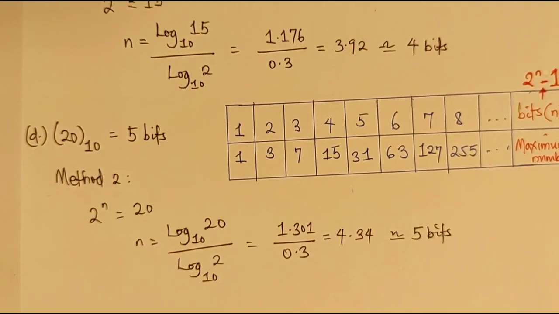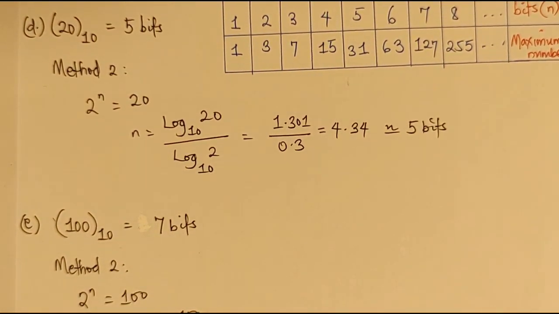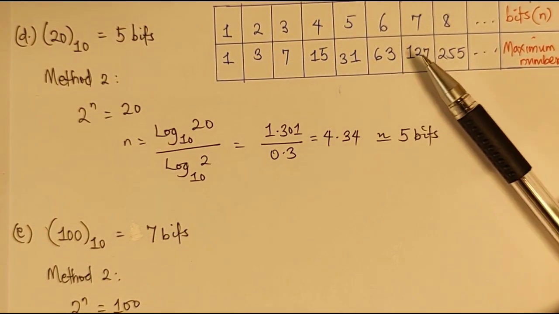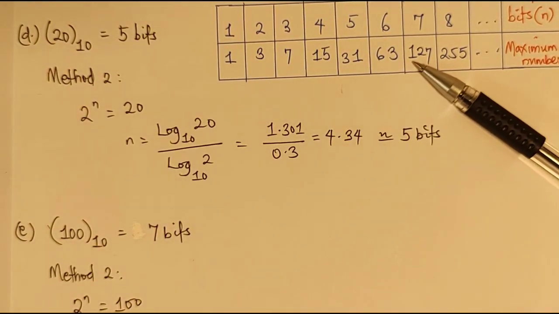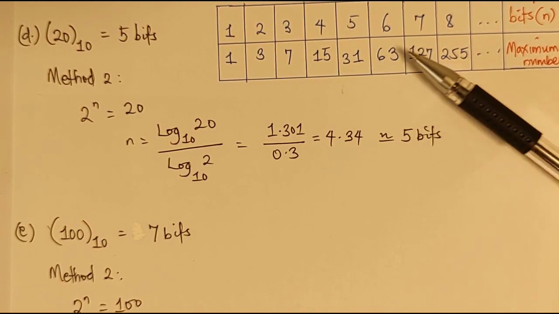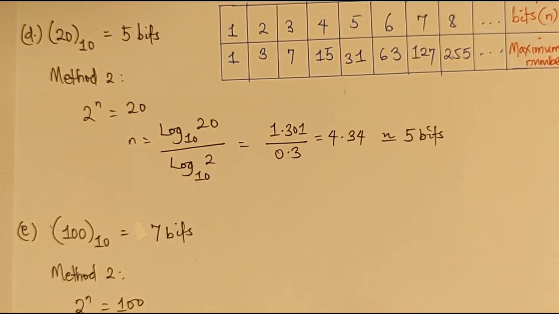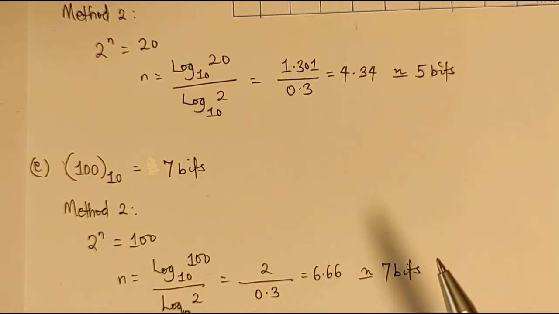Now let's go to the next one, which is for 100. For 100, we are going to check through the table also. So where can we locate 100? Now we can locate 100 within this value. The maximum value here is 127. We cannot go less, which is 63. So we'll look up to this, and the number of bits will be 7. If we go by the log method, we are going to have 2 divided by 0.3, which will give us 6.66. If we approximate it, that's 7 bits. So method 1 and method 2 are the same.